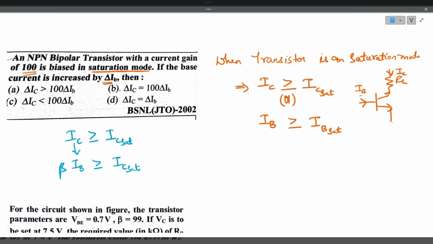Okay. Now he is asking delta IB. The base current is changed by delta IB. So if you take from this equation, the change in IB must be greater than or equal to the change in the collector current, the change in the IC saturation. So the answer is IC saturation. If you substitute the value of beta here, the change in the collector saturation current is less than or equal to beta, which is 100, times change in IB. So now with this the answer is option C.